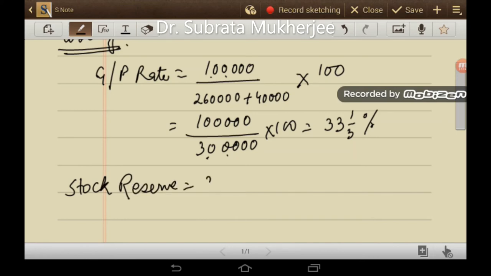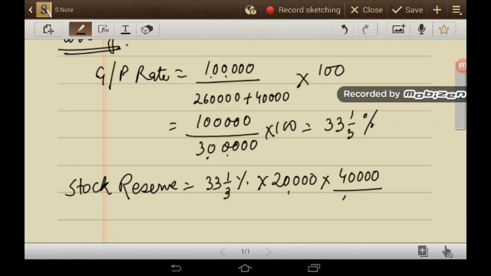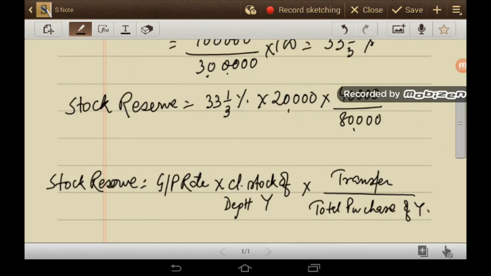And the stock reserve will be 33 1/3% into 20,000. 20,000 is the closing stock, into 40,000 which is the amount of transfer, and 80,000. So stock reserve is the GP rate into closing stock of department Y into transfer amount divided by total purchase of Y. So 33 1/3% is the GP rate, 20,000 is the closing stock of department Y, 40,000 is the value of goods transferred from department X to department Y, and 80,000 is the total purchase by department Y. This 80,000 consists of 40,000 transfer from department X and 40,000 outside purchase.